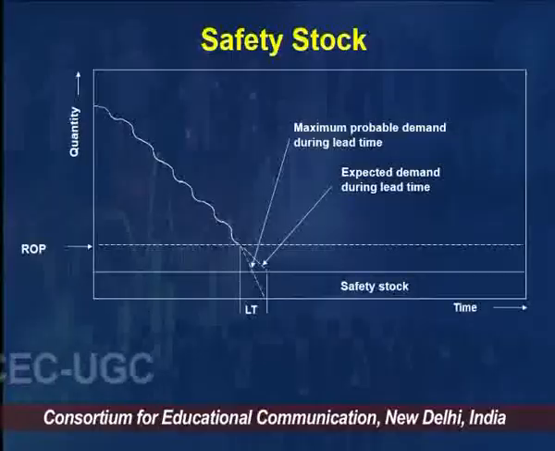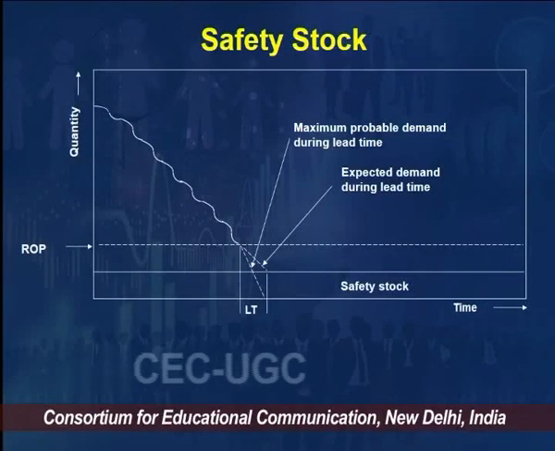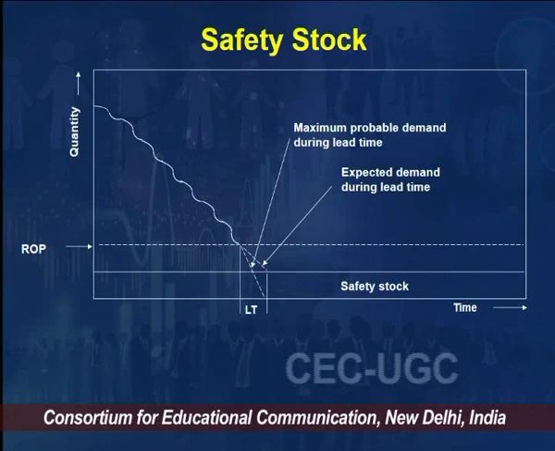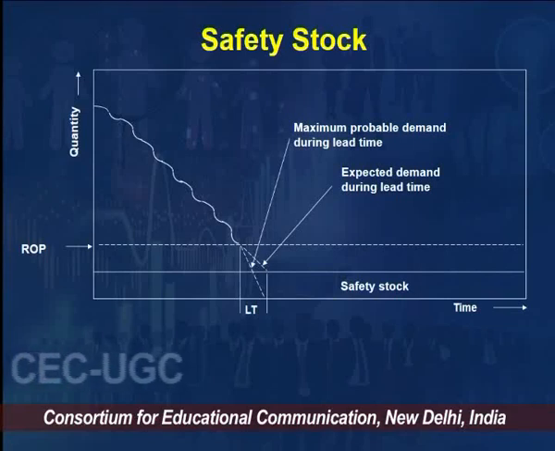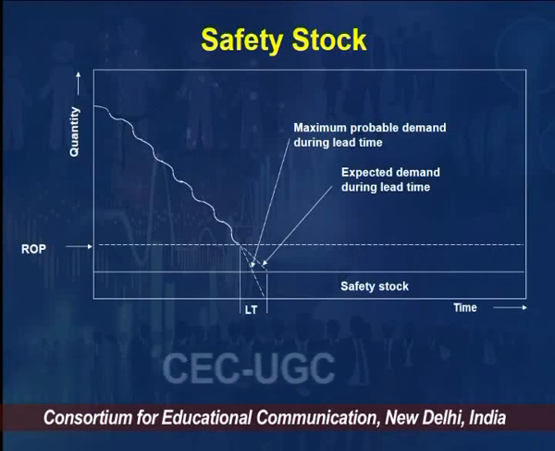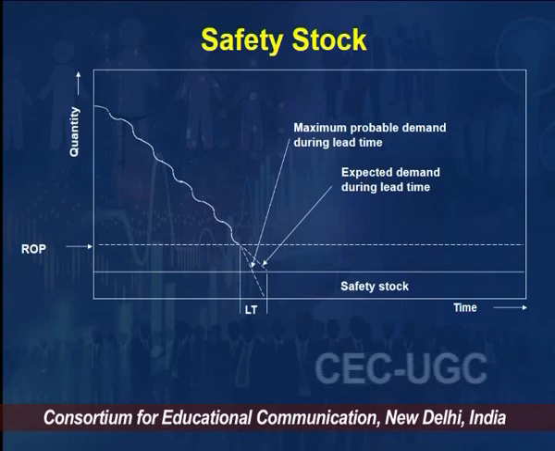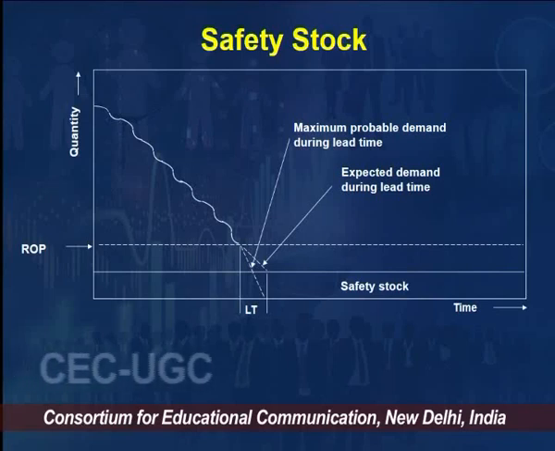So if you see from this particular slide, we have just tried to show at the bottom, it's just indicative safety stock. It is being shown. So there is a curved line, a broken line, which is showing that the material is being used, it is consumed at an uneven rate.